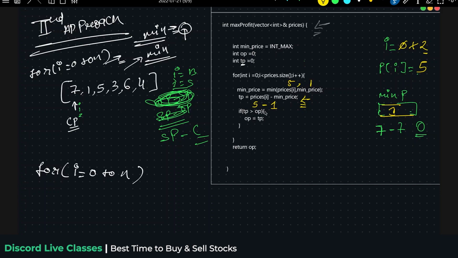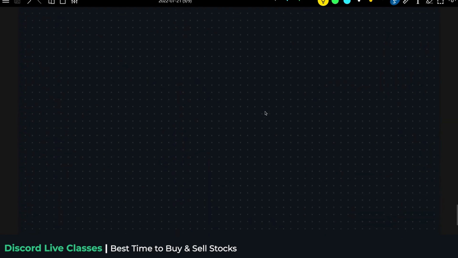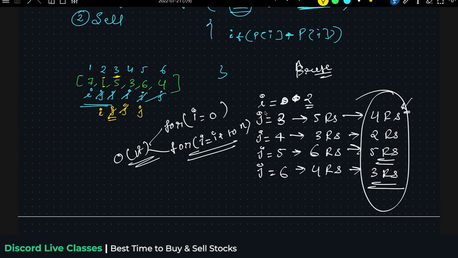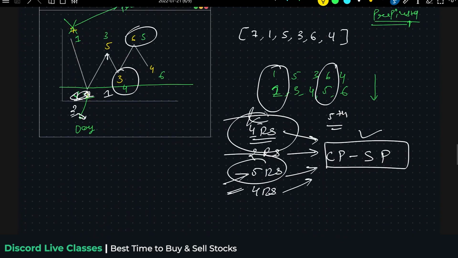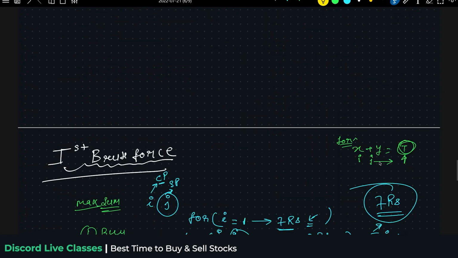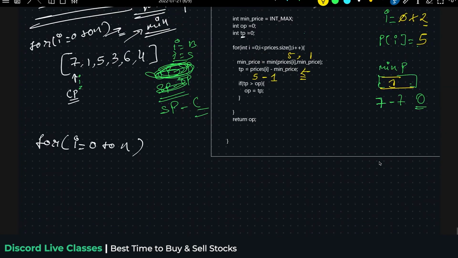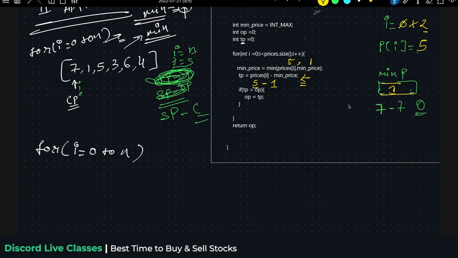Then today's profit is how much? 4. So basically you are using the selling price, and consider this selling price. You should know the SP minus CP formula. This is the basic formula you should be using. So 5 minus 1 you will be getting 4, and this is the profit. Now you can see currently the profit is 4, and overall profit is how much?